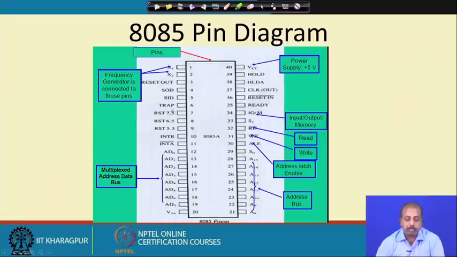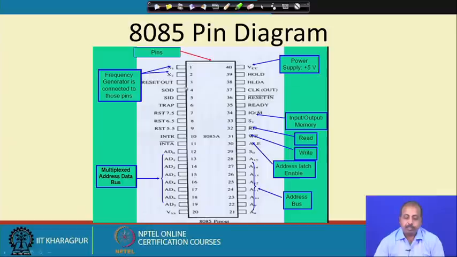If you want to interrupt the basic operation of this processor from the outside world, you can use these lines: TRAP, RST 7.5, 6.5, 5.5, INTR. These lines can be utilized for telling the processor that something exceptional has happened in the outside world and it should take care of that. For example, maybe this RST 7.5 line is connected to a mouse, and whenever the mouse is clicked, it tells the processor that the user has pressed the mouse button once. So, the microprocessor may do some special action corresponding to that. We will come to those things later.